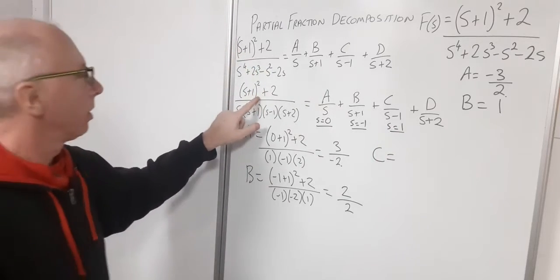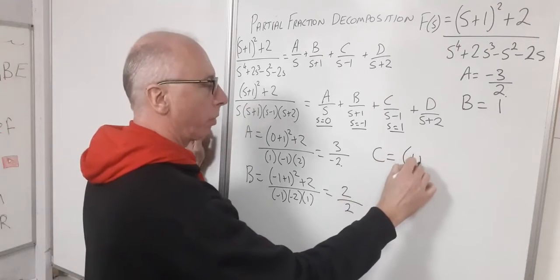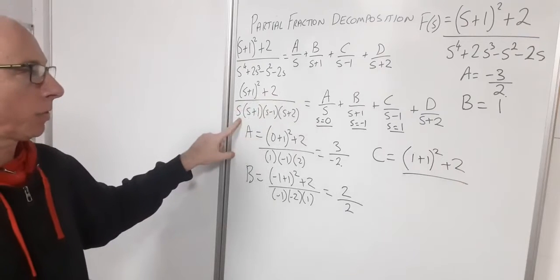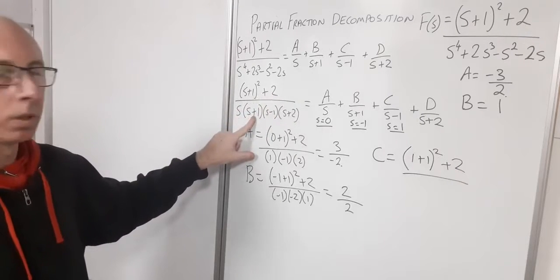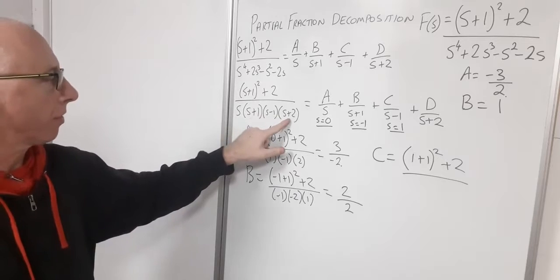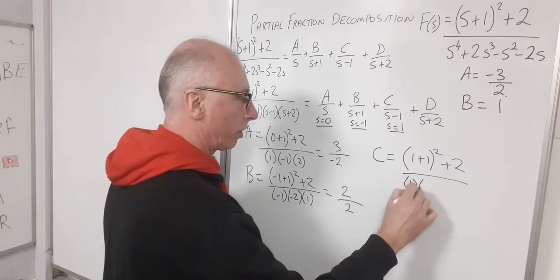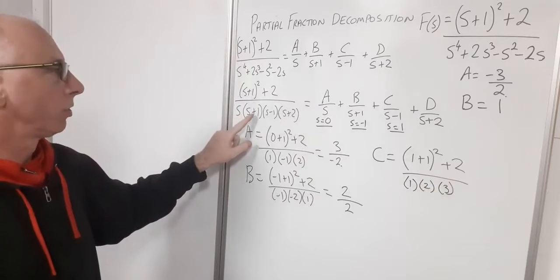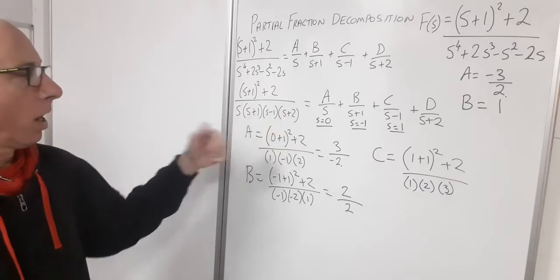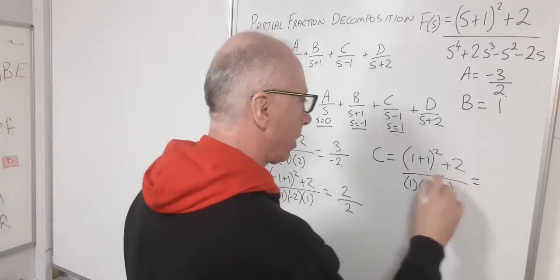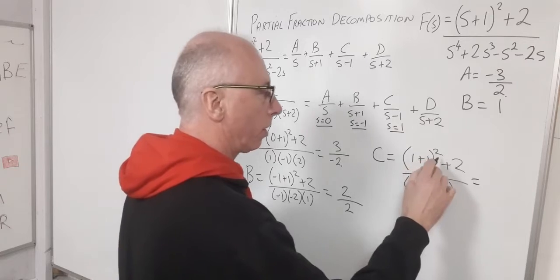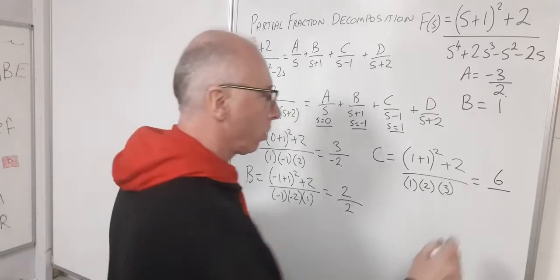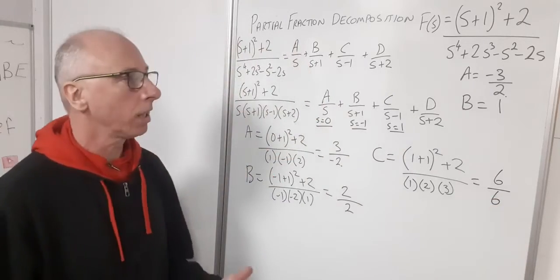So let's go in here. We've now got 1 plus 1 squared plus 2. And then in here we've got 1 times 2. This disappears, and 3. So we've got 1 times 2 times 3. Okay, let's work out what that is. So 1 plus 1 squared, that's 2 squared, plus 4, that's going to give me 6. And then 1 times 2 times 3 is also 6. So therefore C also equals 1.